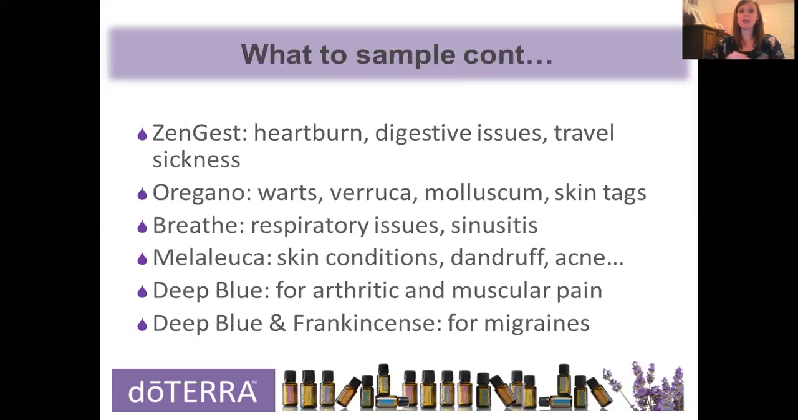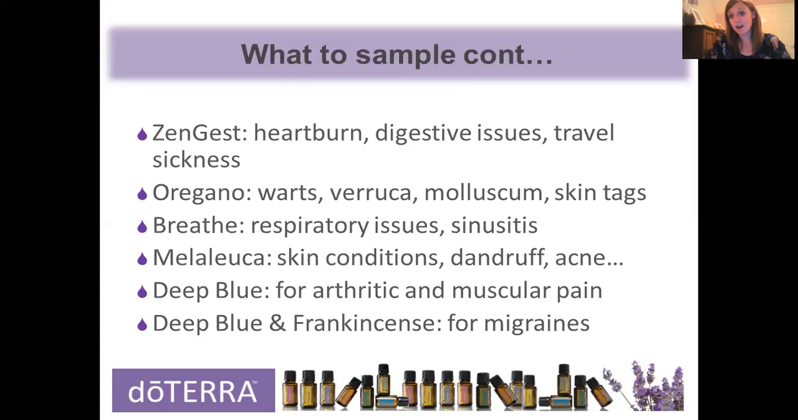Okay, what else do we have? Zengest. Okay, that's a great one to sample people. Really, really good, because it does so many things. And on most people, it will work really well. So it's one of those oils you can rely on working on pretty much most people.